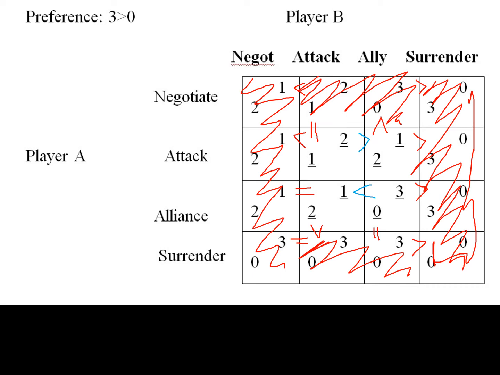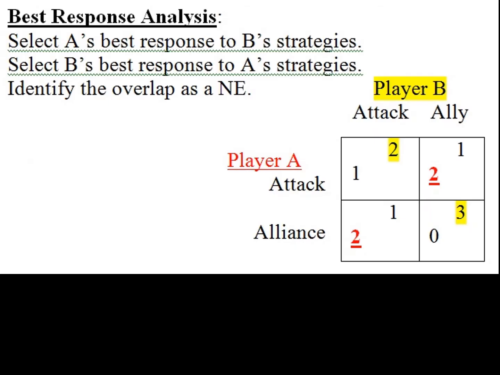So for player B, we can see that 2 is better than 1, but 3 is better than 1. So we would have cycling here. There is no dominated strategy for player B. So for player A, we notice that 2 is better than 1, but 2 is better than 0. So we have the same problem. These 4 central cells have no dominated strategies. And so the next step is to apply the best response analysis.